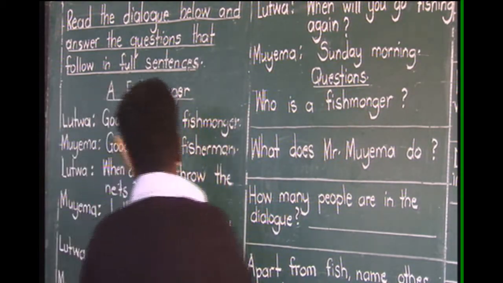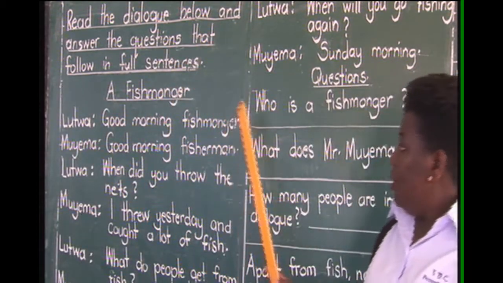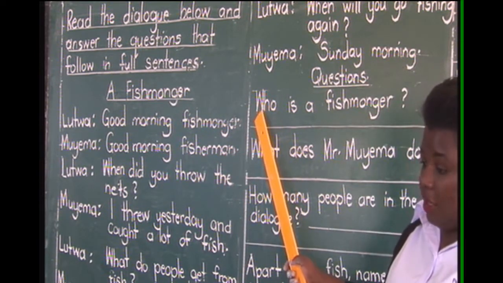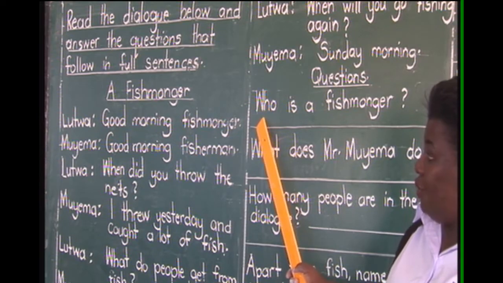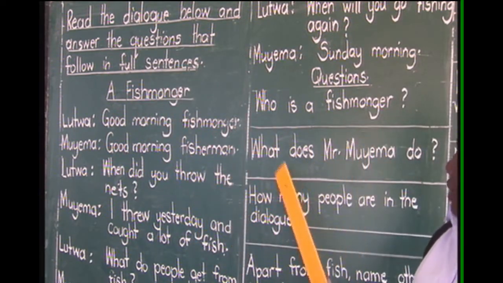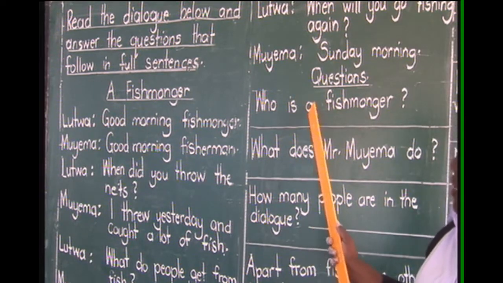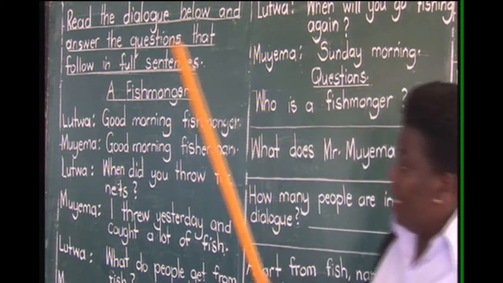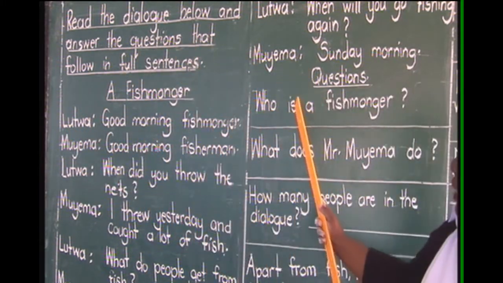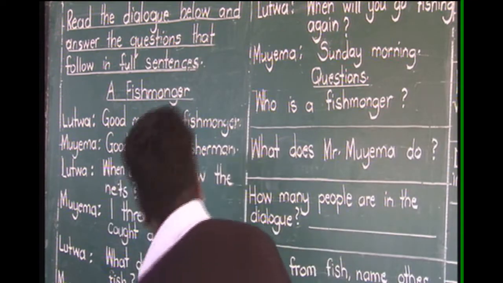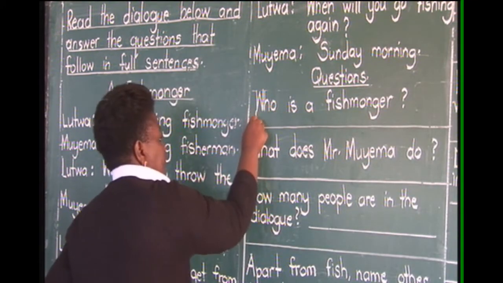Moyema. You copy the name Moyema. Remember Moyema is a name of a person whereby you have to write it with a capital letter. Moyema, you copy it properly. Moyema is a fishmonger. Who is a fishmonger? Moyema is a fishmonger. Let me write my answer on the board. Moyema, capital M.